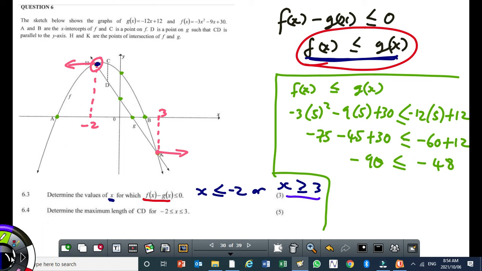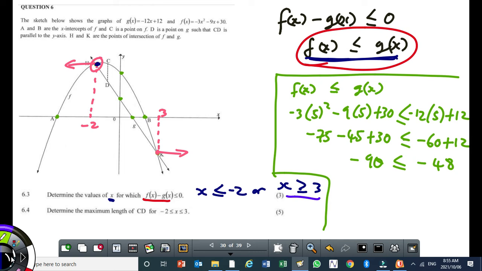Then the next question says, determine the maximum length of CD for x between -2 to 3. Now this question has got some calculus in it. Remember what I told you yesterday? Some questions on functions and graphs require knowledge of calculus, because calculus is about finding gradients of functions.